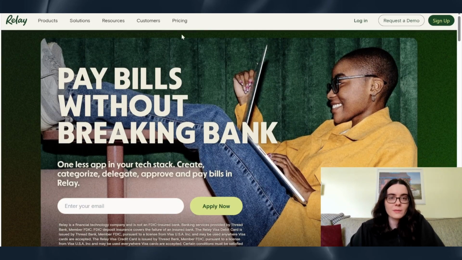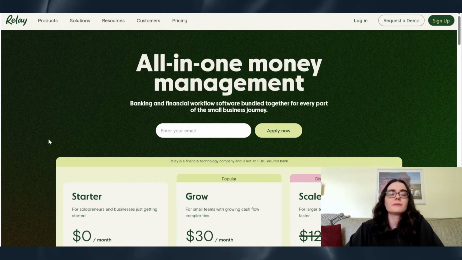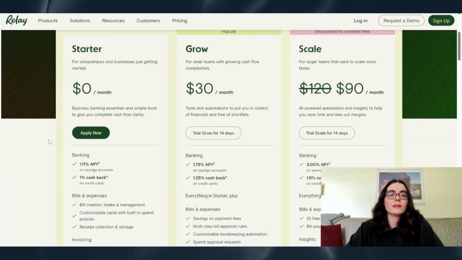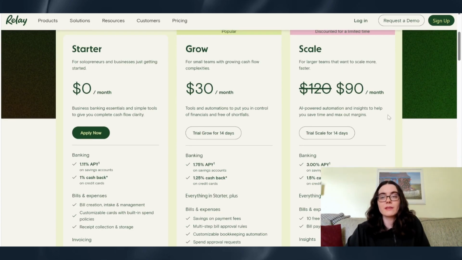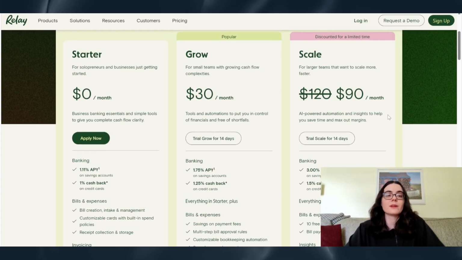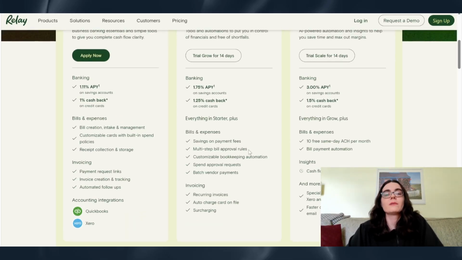So I am going to show you pricing really quick. They do have a starter plan, and then they also have these other plans, Grow, which is $30 a month, and then Scale. The main price there is $120 a month, though right now it's discounted to $90 a month. But yeah, depending on which plan you have, you get different features, obviously.